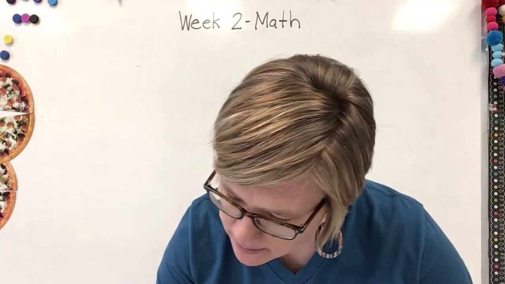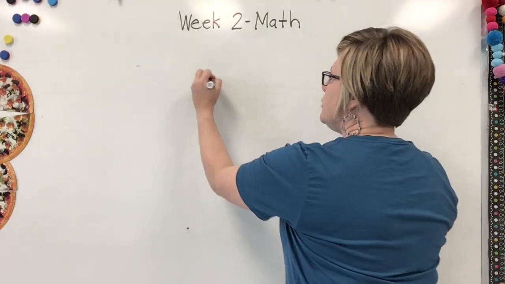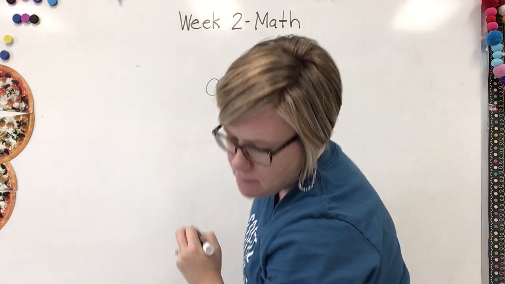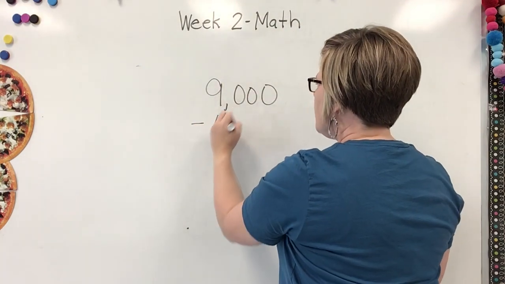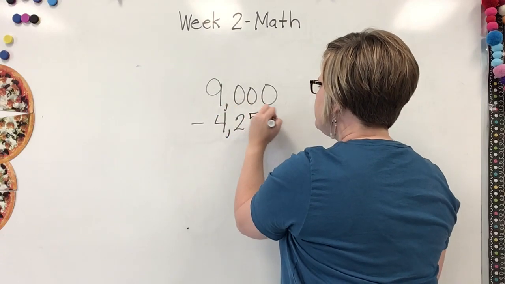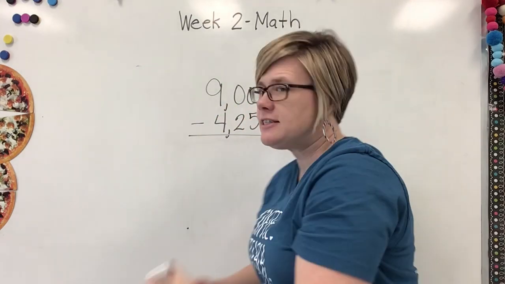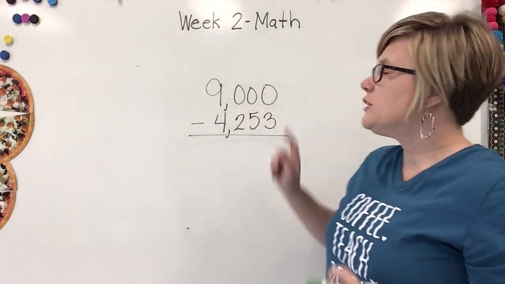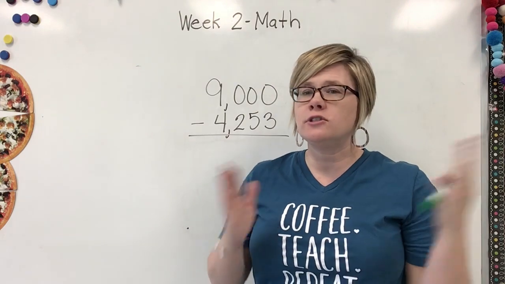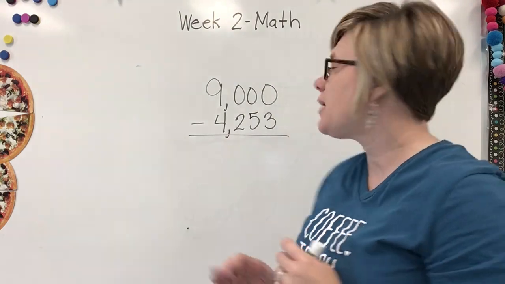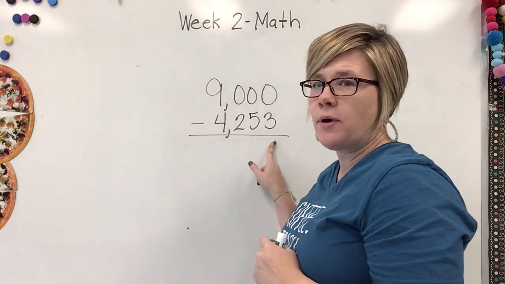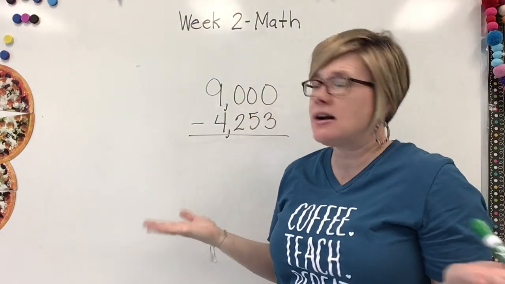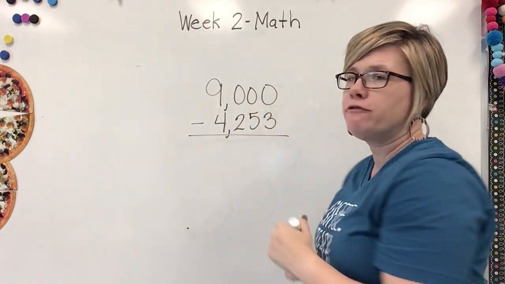The next problem is, and you can do this one with me, 9,000 minus 4,253. I'm going to use a different color just to help us out a little bit. So we're going to start just how we always do. Start on the right side, do it right. So we start with our ones, okay? We have 3 and we have to take 0 away. Well, that's not possible. So I've got to go borrow from my neighbor.